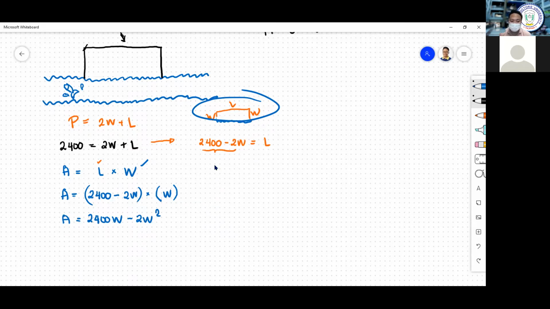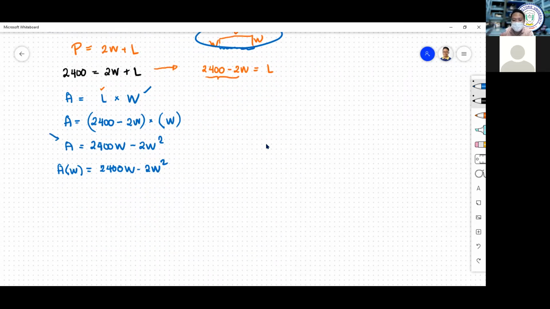Okay. And then, guys, you have the option to write just A, or if you want, you can also write A of W. That's how we usually write functions, like f of x, since all the terms on the right side are in terms of W. Okay, so we're good. Are we ready to get the derivative now? So we're going to solve for the derivative, ladies and gentlemen. So A prime of W. What is the derivative of 2,400W?